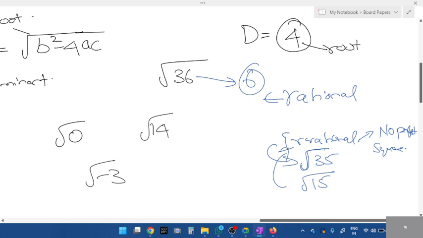Any doubts in irrational and rational numbers? Okay, even after solving, imagine you get 4 divided by 16. How do you reduce this, students?